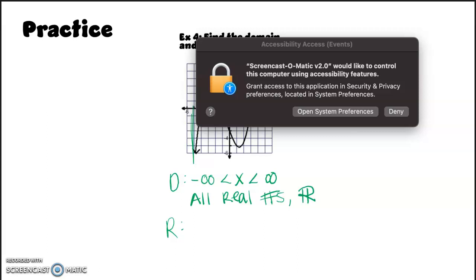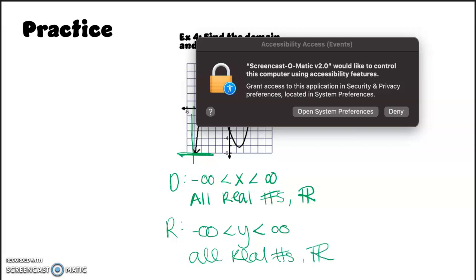All right, the range, we're going to look at the smallest y value. Looks like an arrow, so -infinity is less than y. Our biggest y value is also an arrow, less than infinity. Same thing as our domain. We've got all real numbers or the symbol. So that is possible too. We could have all real numbers for our domain and our range.